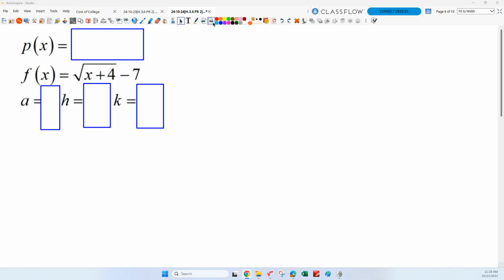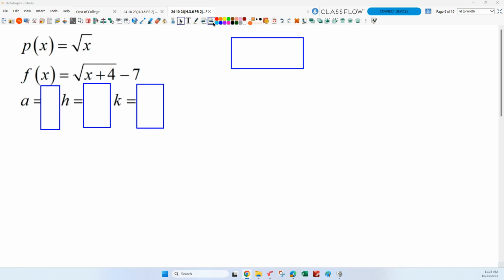Again, if I were to erase all the parameters here, what's the most basic function I could distill this down to? Square root of x, yeah. Now, what's the value of h? Negative 4. Give me 1 to 5 on that. Everybody good with that? Why is it negative and not positive?